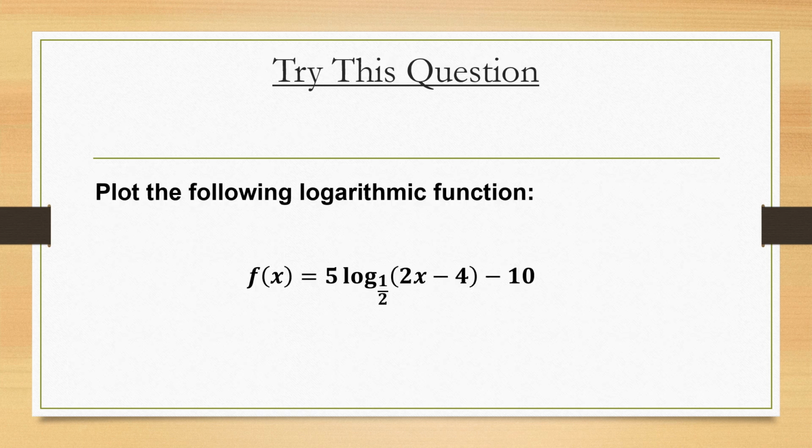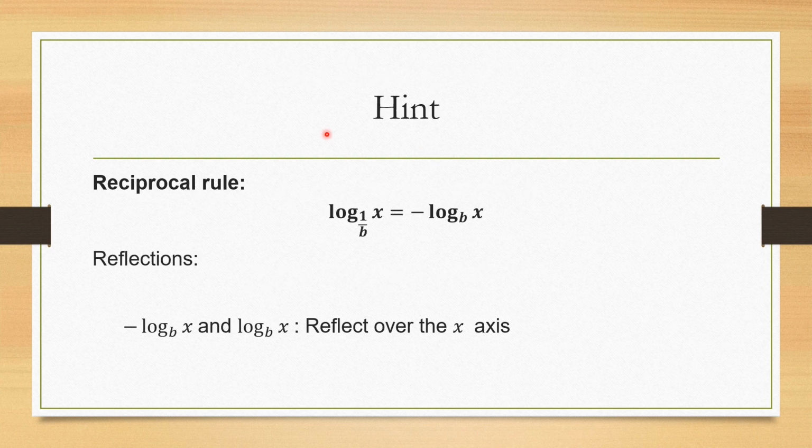Now plot the following logarithmic function. This. So it's similar to the previous one, but there's a small difference. A hint here might be to use the reciprocal rule, which states that the log base 1 over b of x is equal to minus log base b of x. So it's basically just going to be a reflection over the x-axis, because when you have a minus in front of the function, it reflects over the x-axis.